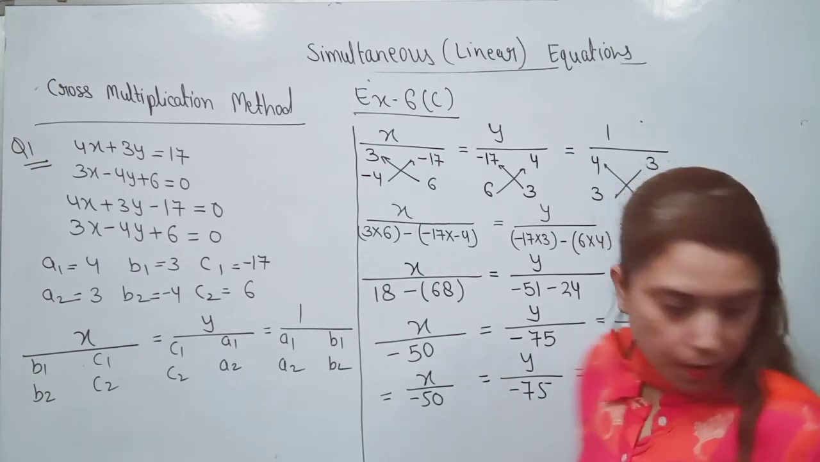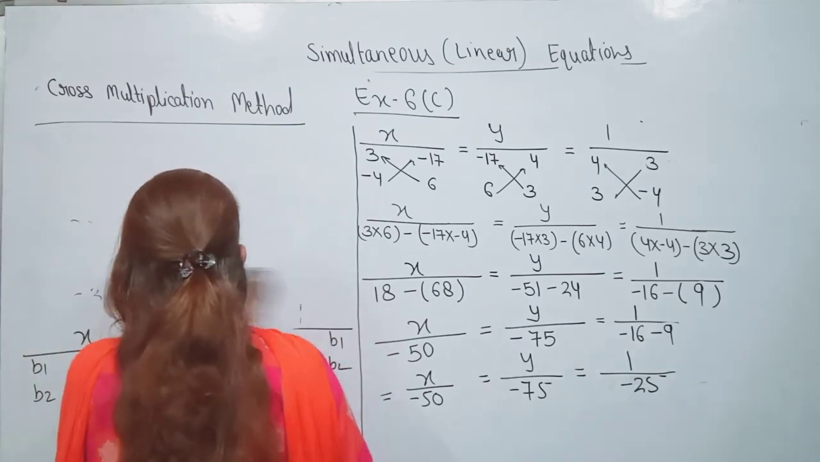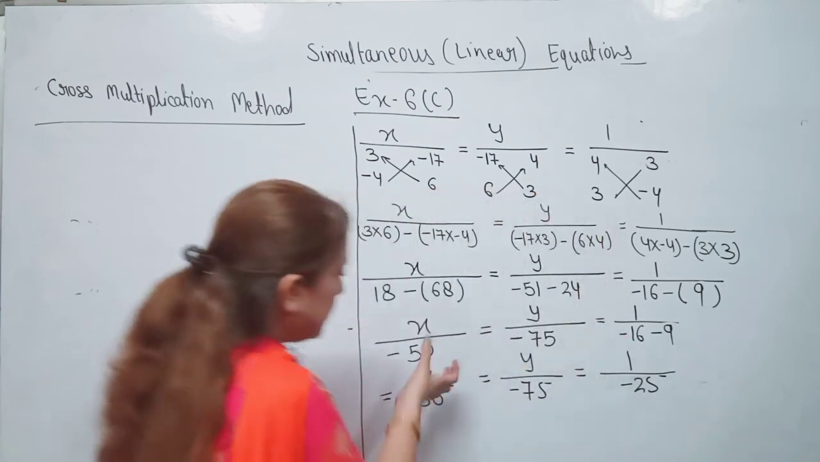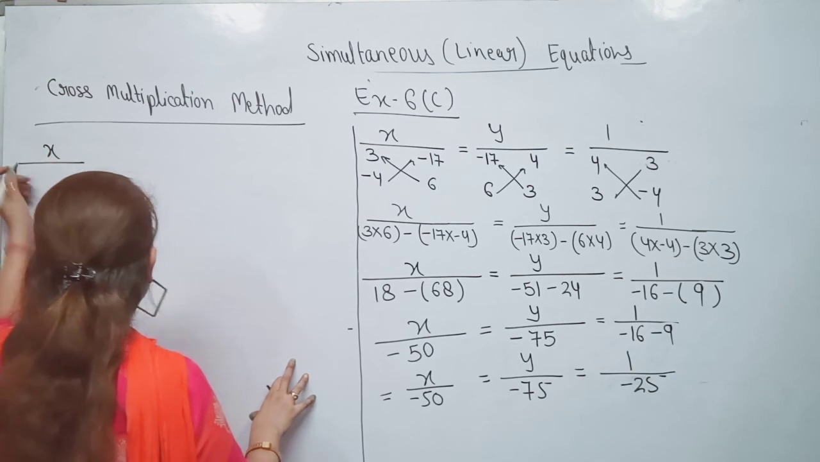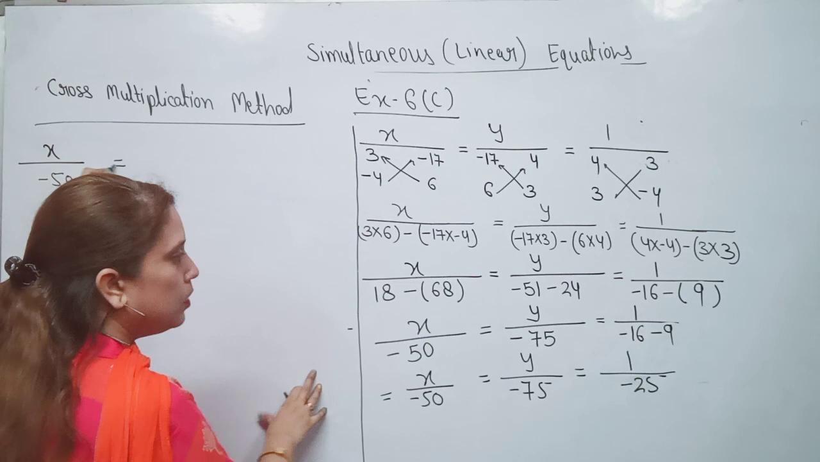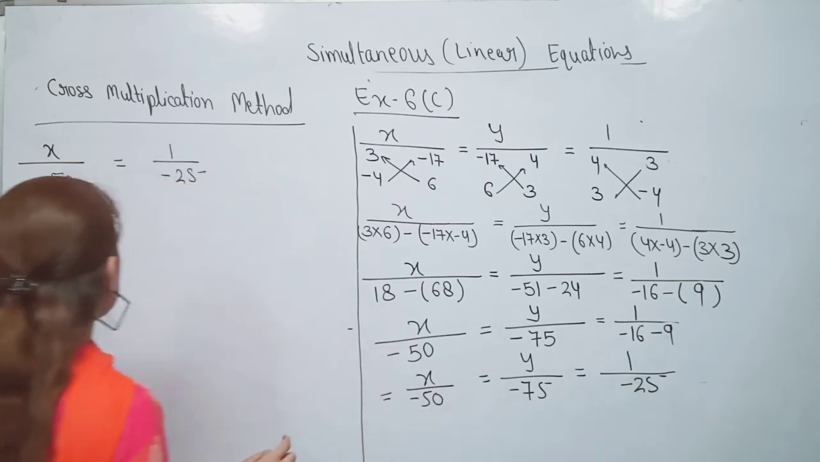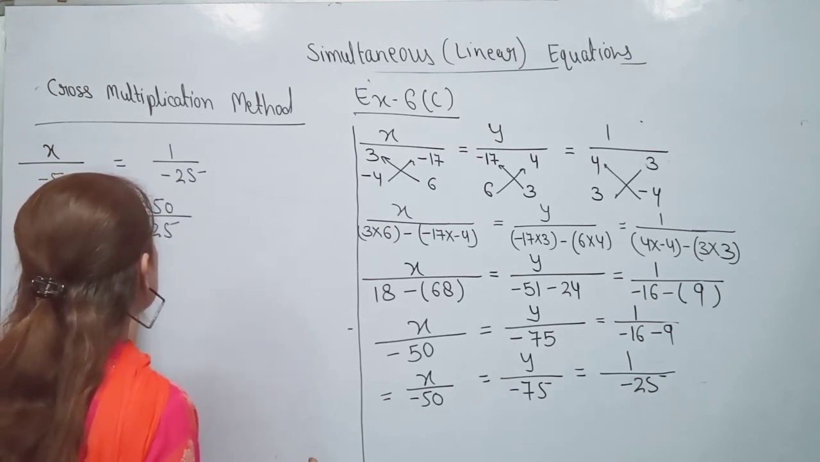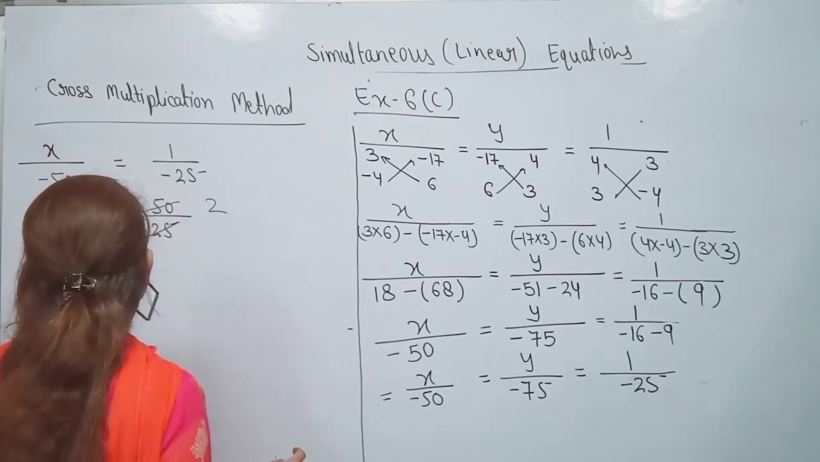Okay. Now after that compare the x term with the last term. X upon minus 15 is equal to 1 upon minus 25. So the value of x will be minus 50 upon minus 25. Minus minus cancel, 2. Value of x is 2.